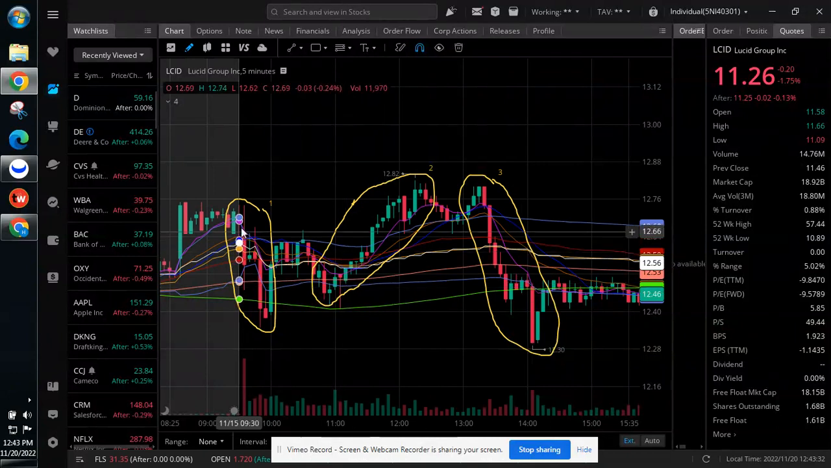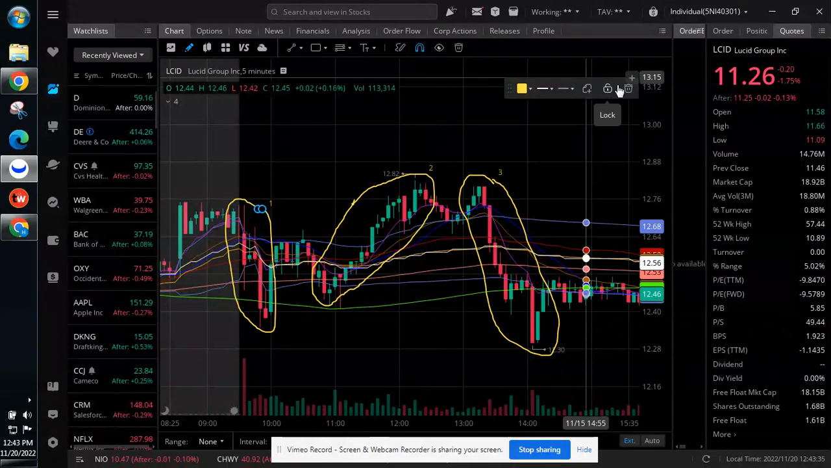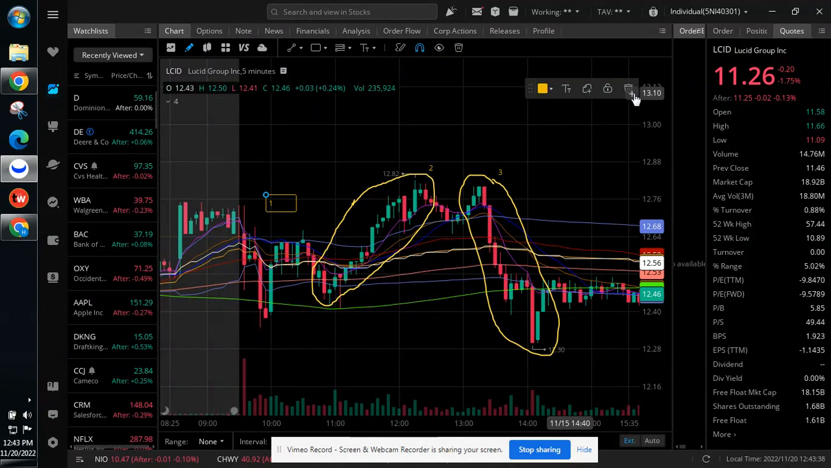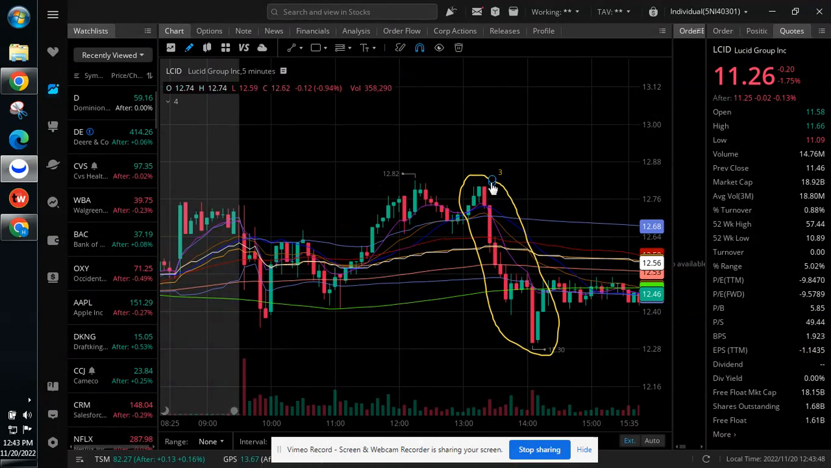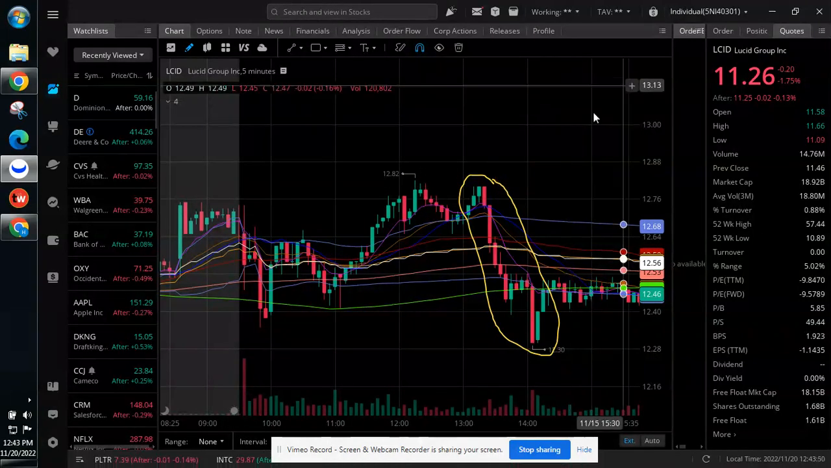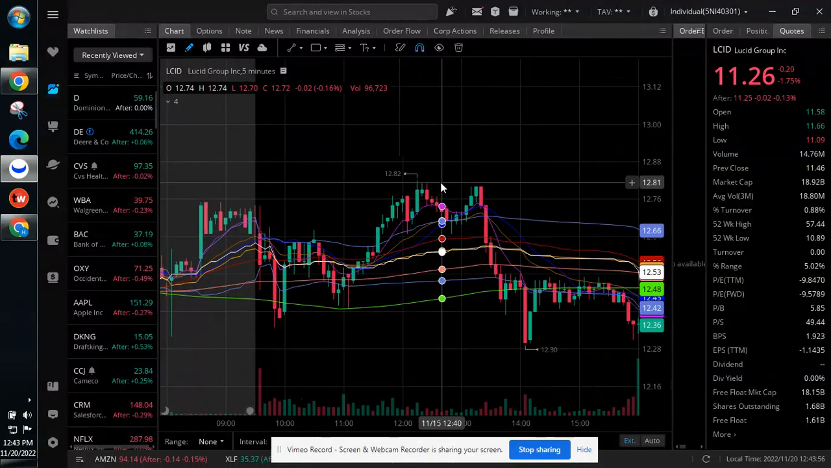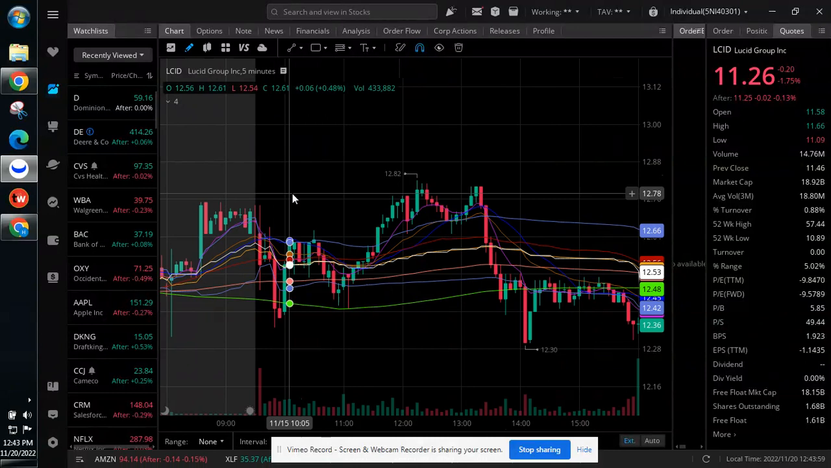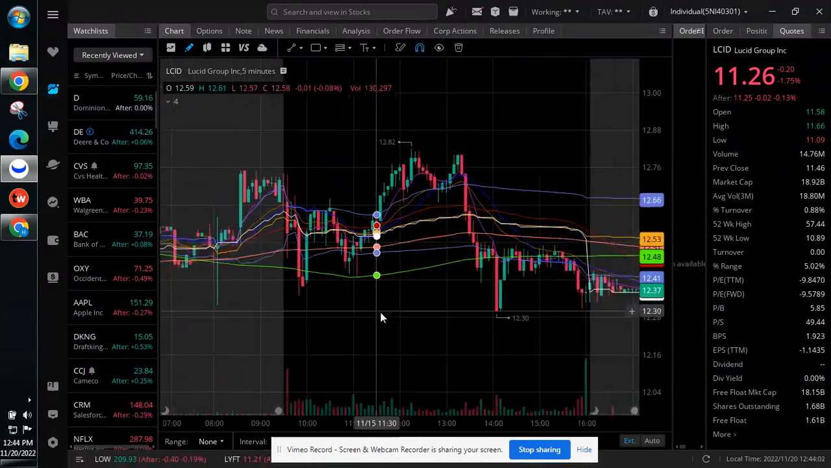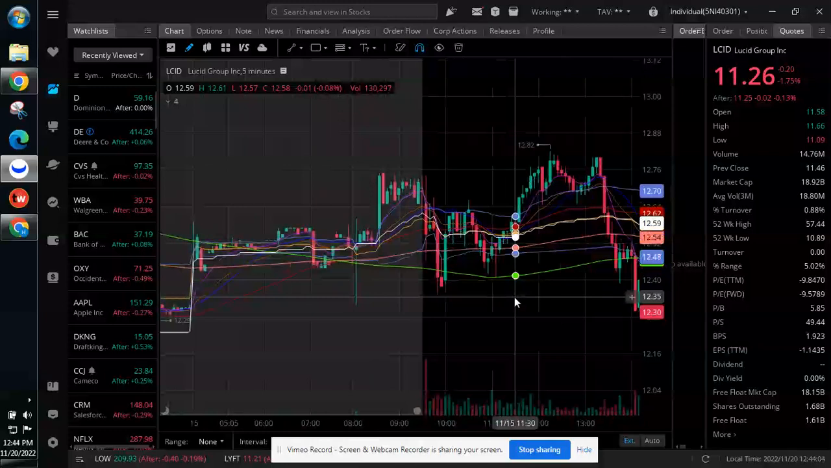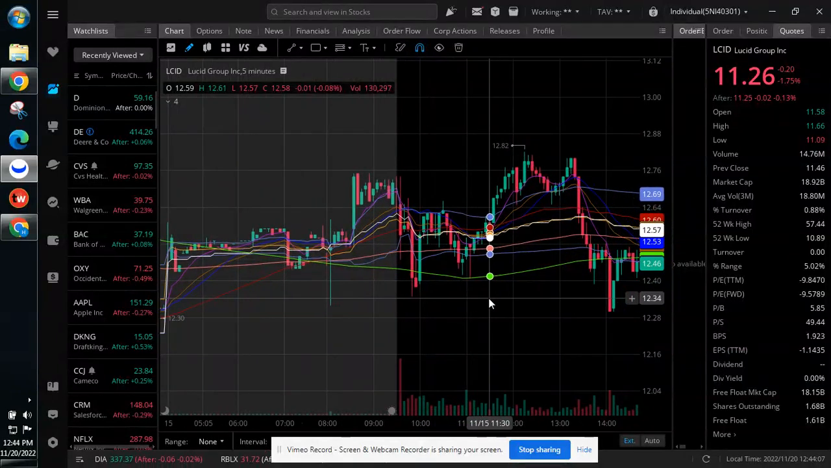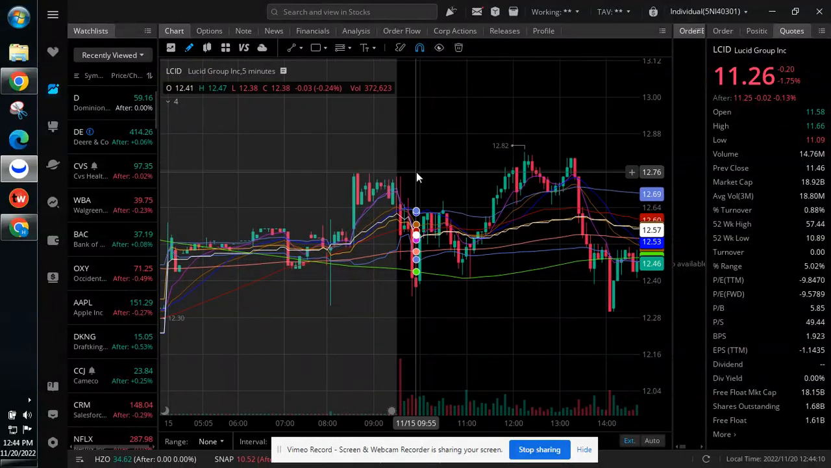All right, let me go ahead and clear all this off my screen. All right, let's jump into it. First, we're going to get our pre-market levels. That's the entire pre-market here in the shaded area. So we're going to grab some levels here.